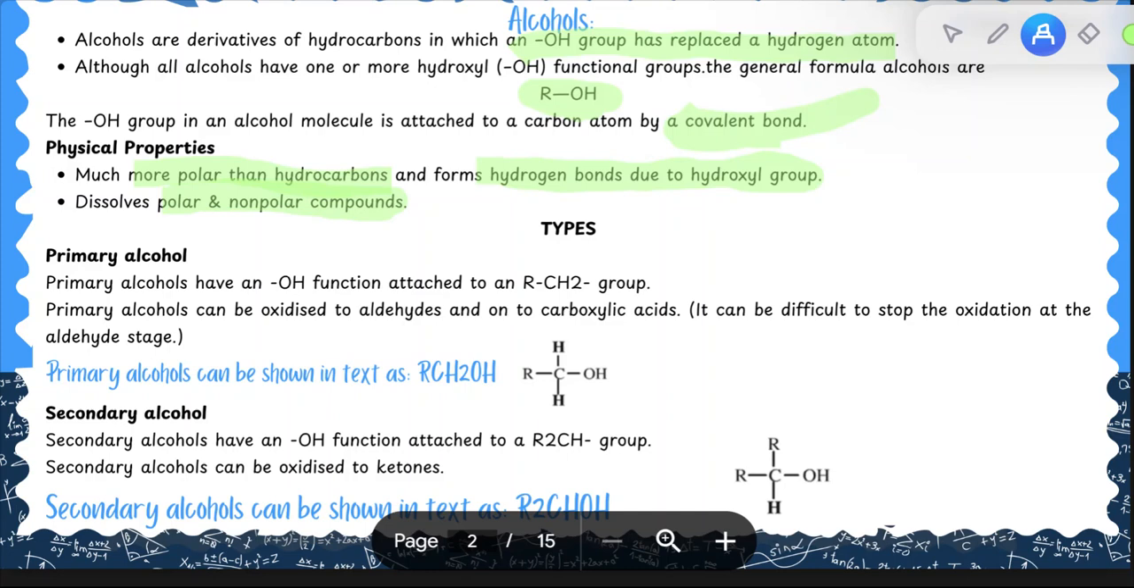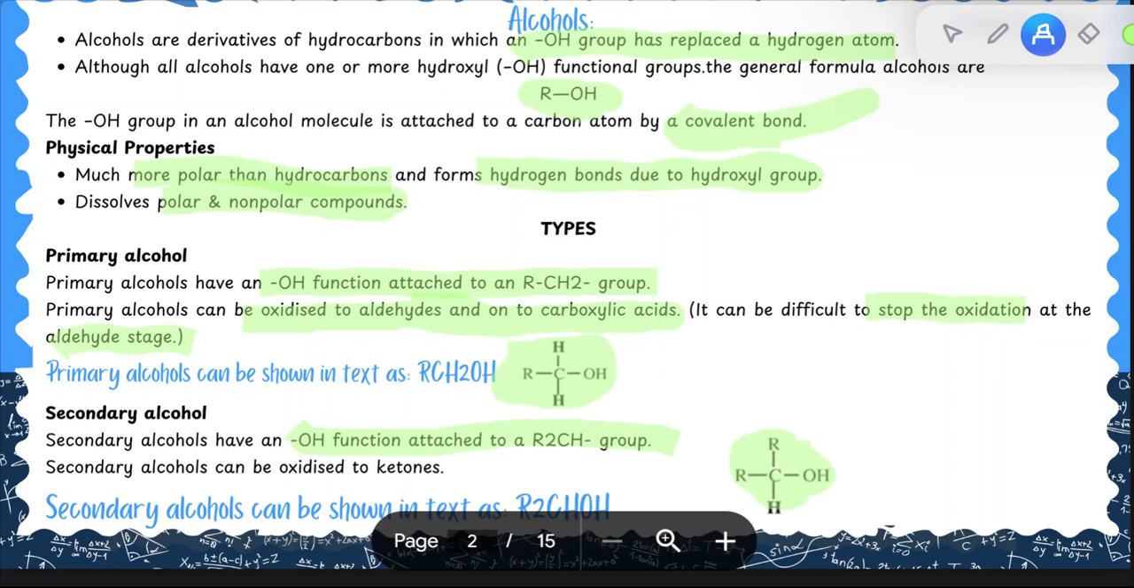So you have primary alcohols which have an OH functional group attached to an RCH2 group. ठीक है ना, so they can be oxidized to form aldehydes and these aldehydes can further be oxidized to form carboxylic acids, or it can be difficult to stop the oxidation at the aldehyde state. So most likely it is going to go forward into a carboxylic acid, and this is the structural formula of a primary alcohol.